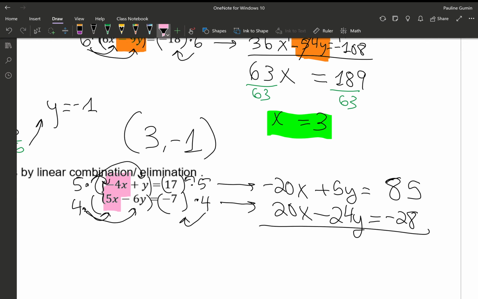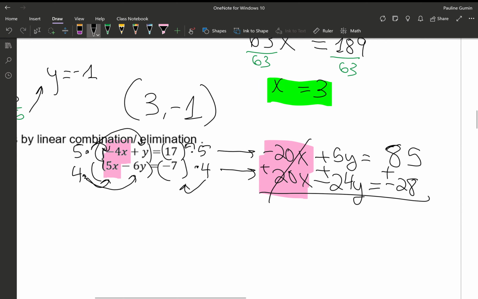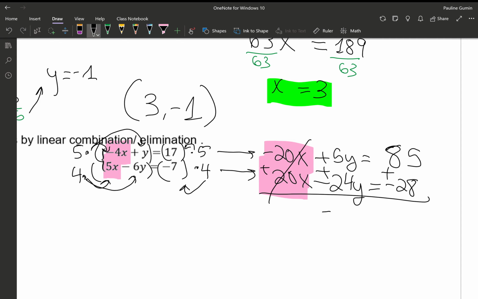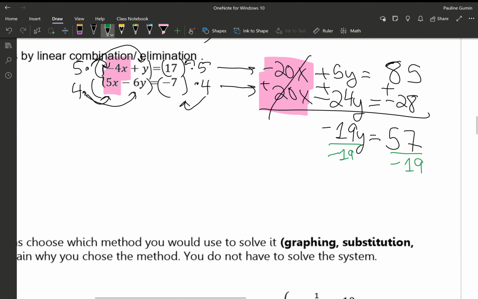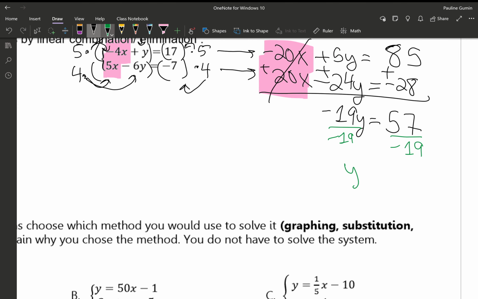Our x's are officially opposites. That was the point. Let's add everything going up and down. Our x's cancel. Wonderful. 5y plus negative 24y is negative 19y. 85 plus negative 28 is 57. And we'll divide both sides by negative 19. And our answer, y equals negative 3.